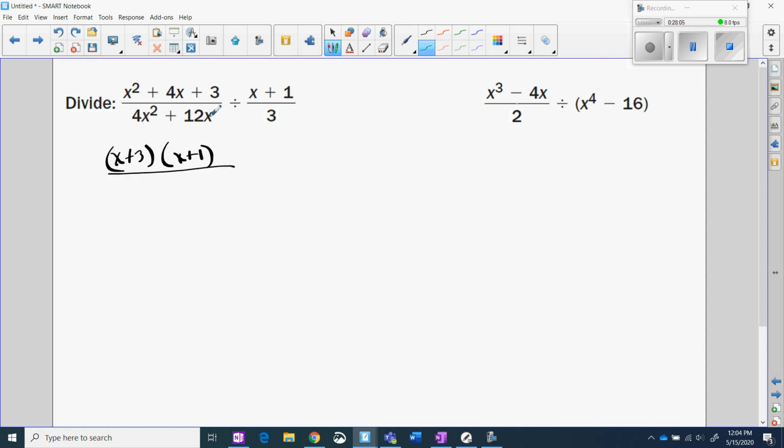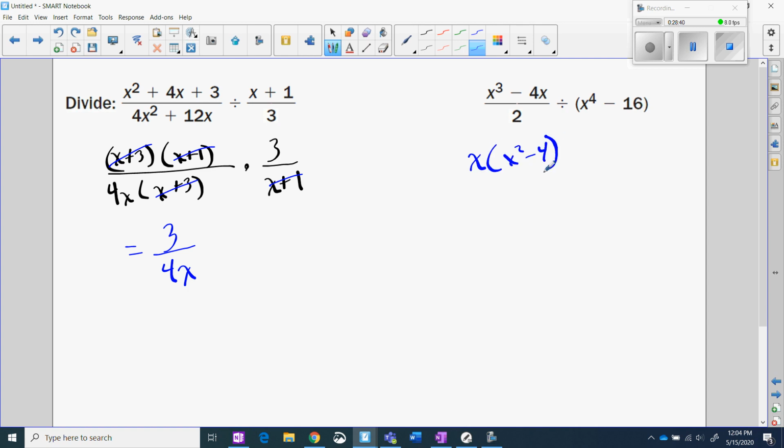Greatest common factor down here of 4x. X plus 3. I'm going to change the divide to multiply. Take the reciprocal. 3 obviously doesn't factor. X plus 1 does not factor. And as I said, here's the fun part. That, we'll get rid of that. That will divide that out, leaving me with just 3 over 4x. Finished.